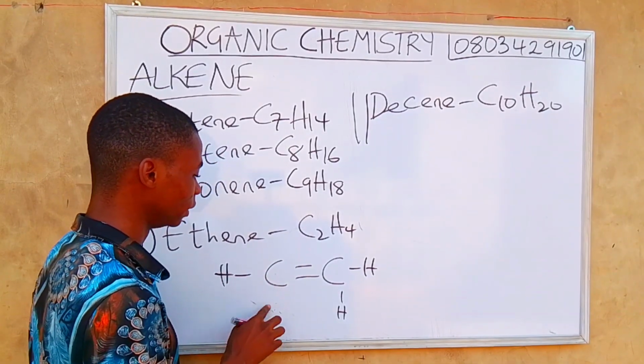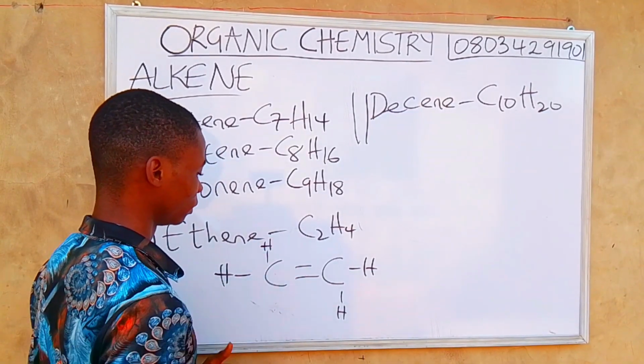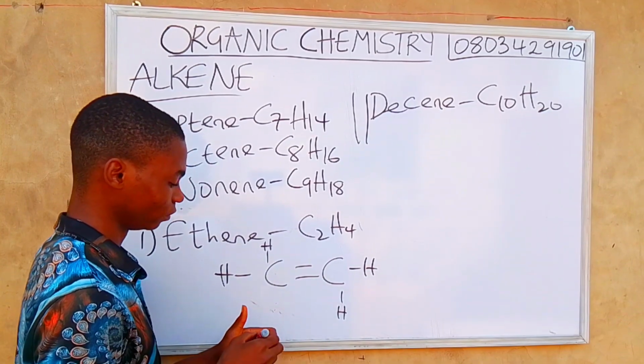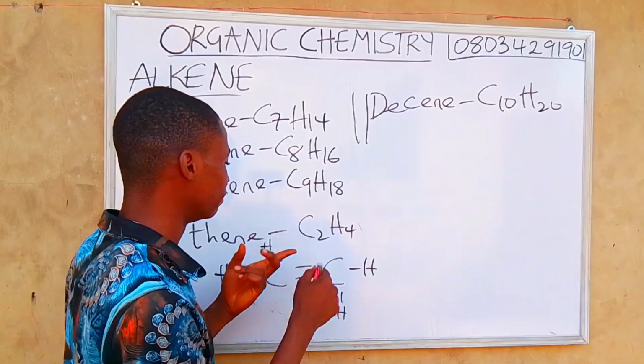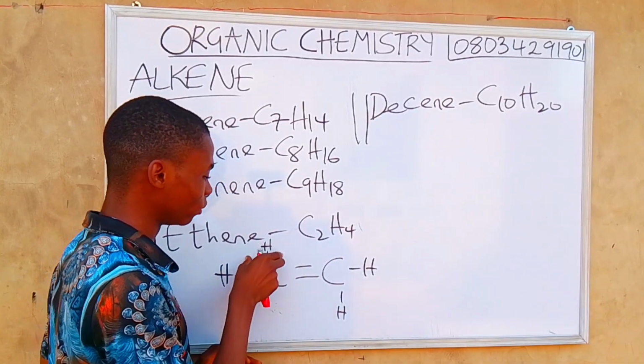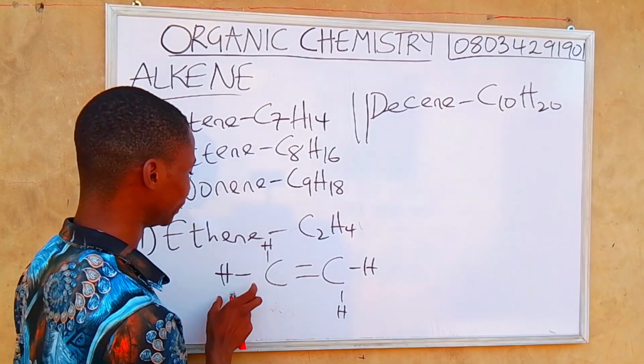If you are drawing it, you don't put 2 hydrogen on the same place. You have to put 1 hydrogen up and put another hydrogen down. You can see it is C2H4.